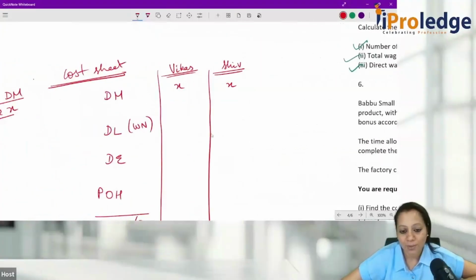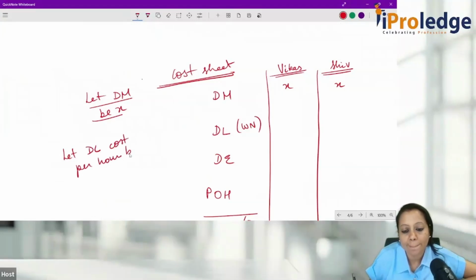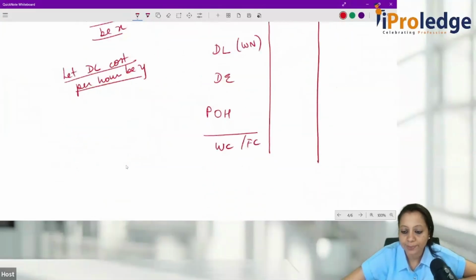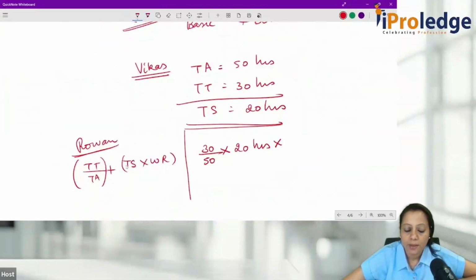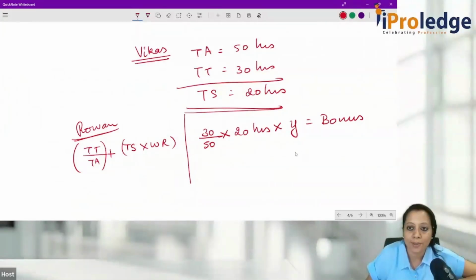So, let direct labor cost per hour be Y. Shall I say like that? Okay. Sure. So this into Y is equal to bonus for Vikas? Yes.